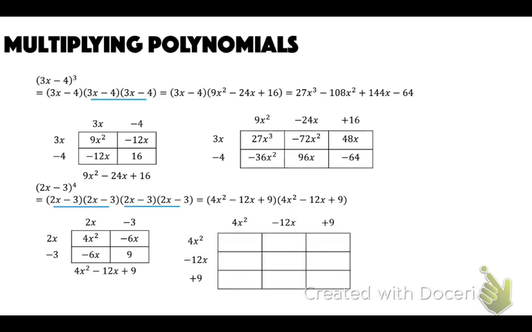I like using the box, especially for questions like this, because it helps keep it organized. So 4x squared times 4x squared is 16x to the fourth. Negative 12x times 4x squared is negative 48x cubed. 9 times 4x squared is 36x squared. Negative 12x times negative 12x is 144x squared. 9 times negative 12 is negative 108, and then 9 times 9 is 81.